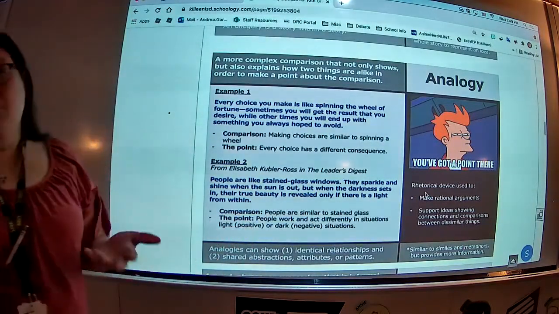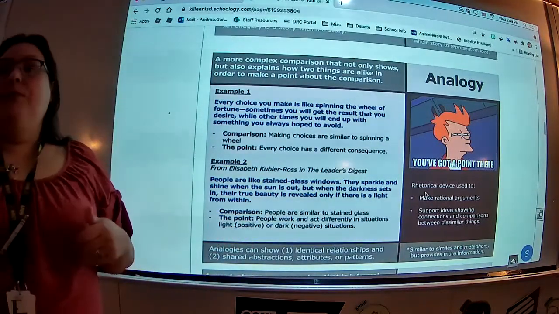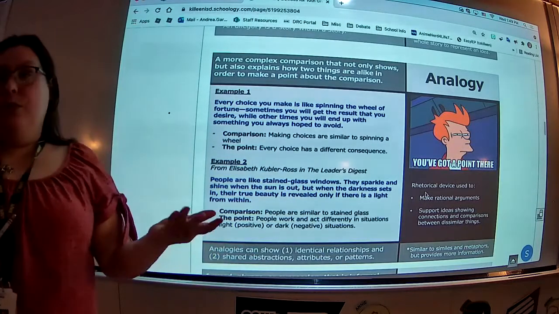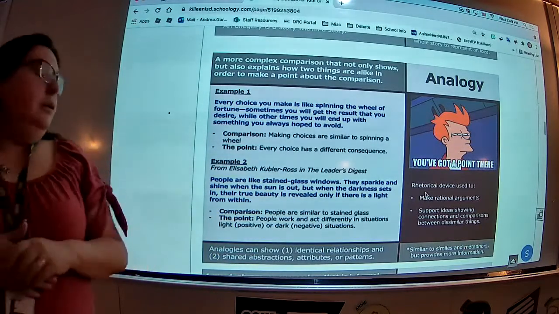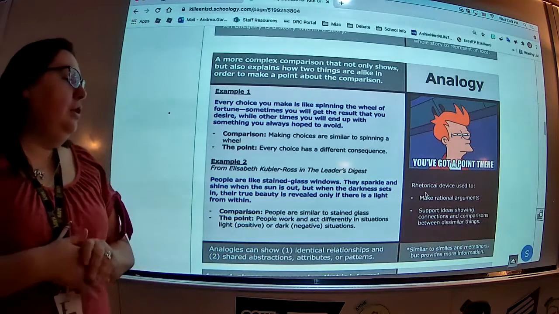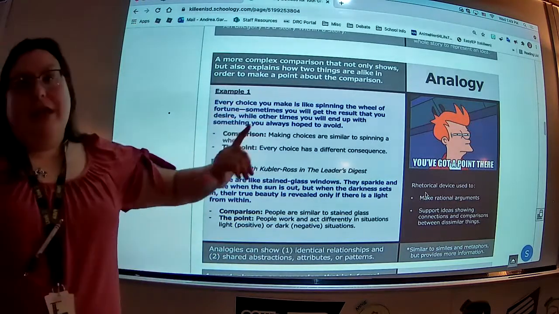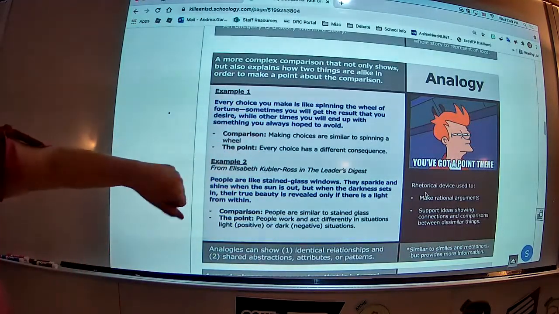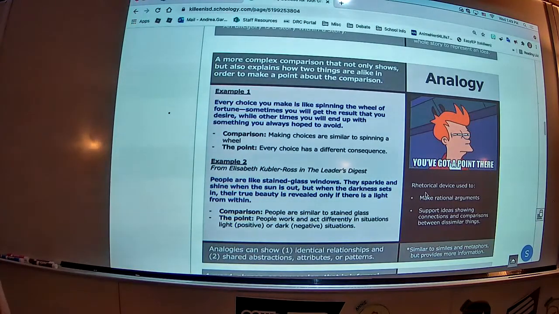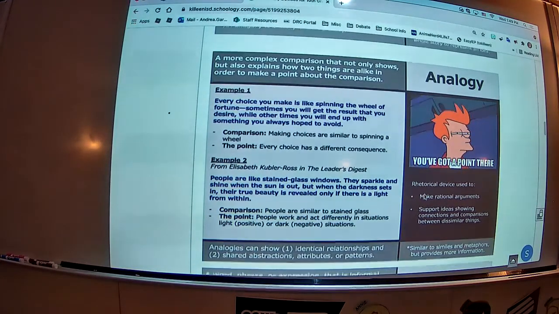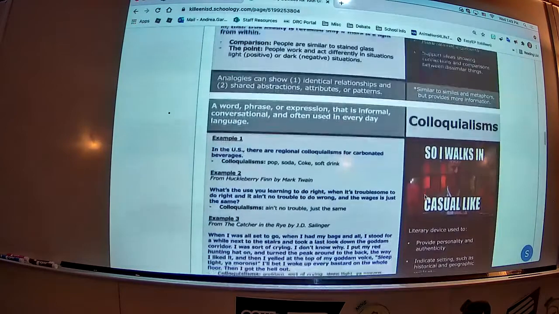People are similar to stained glass, and the point is people work and act differently in different situations, positive and dark, right? And we know that for a fact, right? Some people, when they're going through a hard time, are very different from when things are good, right? So that's basically what it's trying to tell you. So it's just like a grown-up analogy. I mean, a grown-up simile or metaphor. It's giving you more information. Any questions? Like I said, we're just doing brief overviews.